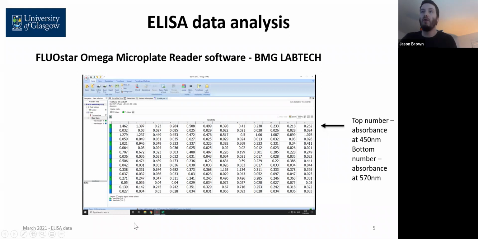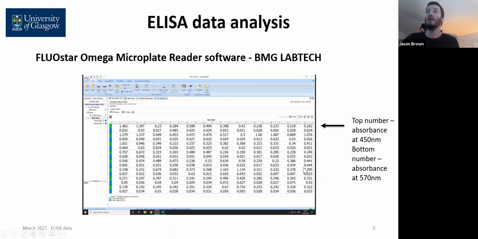So this is just a screenshot of the software once the plate has been read. The plate has been read at 450 nanometers and also at 570 nanometers. What you will see in the data here is the top number is the absorbance of each individual well. So this is a 96 well plate. Each individual well will have an absorbance value at 450, and this is the top number here. And then the bottom number is the absorbance at 570. We read the absorbance at 570 just to background correct the change in the color that you associate with the ELISA. And that is essentially it for the first thing.